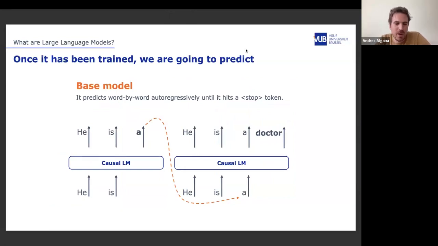Now, once the model has been trained, so we have a GPT, how are we going to use it? Because you're talking about next token prediction, and actually, when I use GPT, it generates entire sentences or text. How does that actually work? Well, it just predicts the next token, but it keeps doing it. So if I feed the sentence "he is" to a large language model, it will predict, for example, the word "a." And the GPT is done. It has done what it should do. It has predicted the next token.